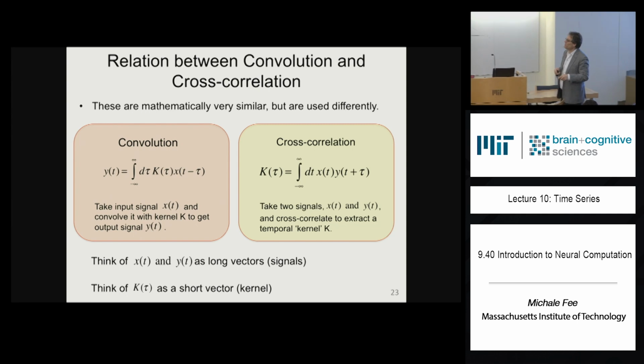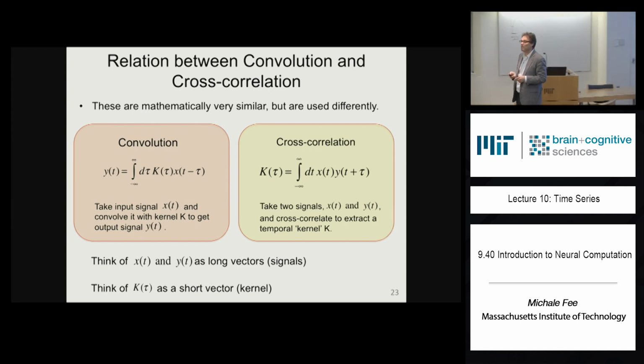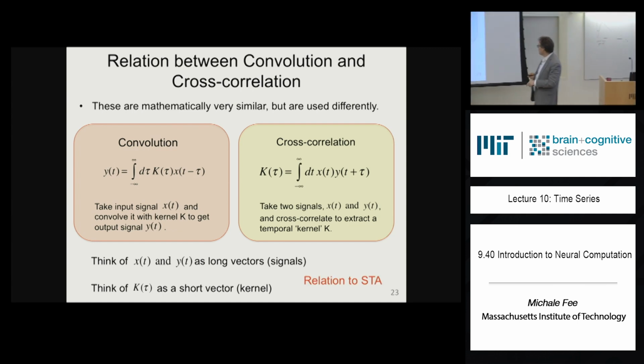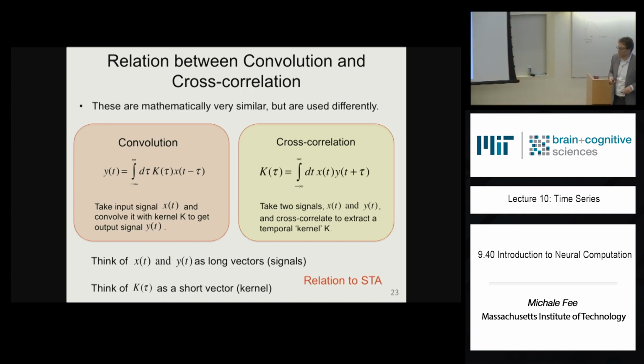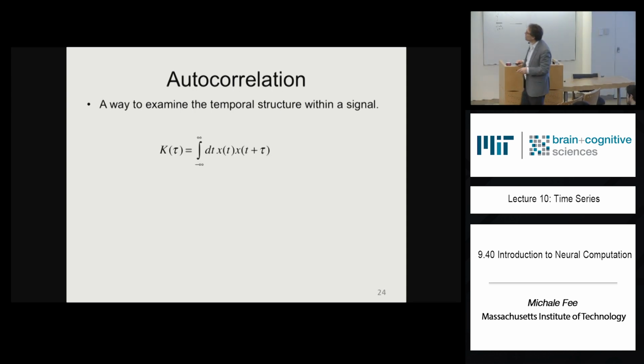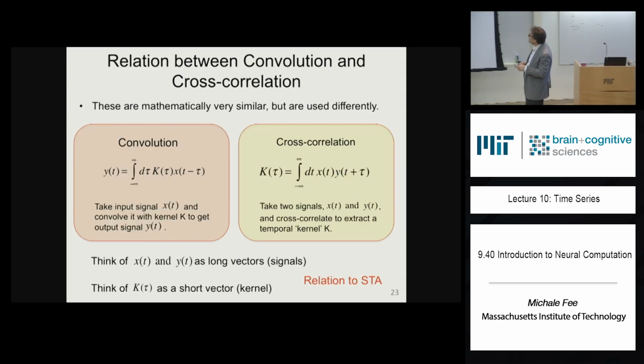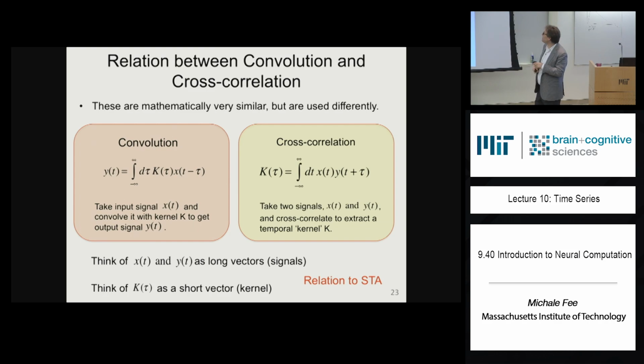Okay, these are very powerful methods. We use them all the time. We talked about the relation to the spike-triggered average. Okay, the autocorrelation is nothing more than a cross-correlation of a signal with itself.